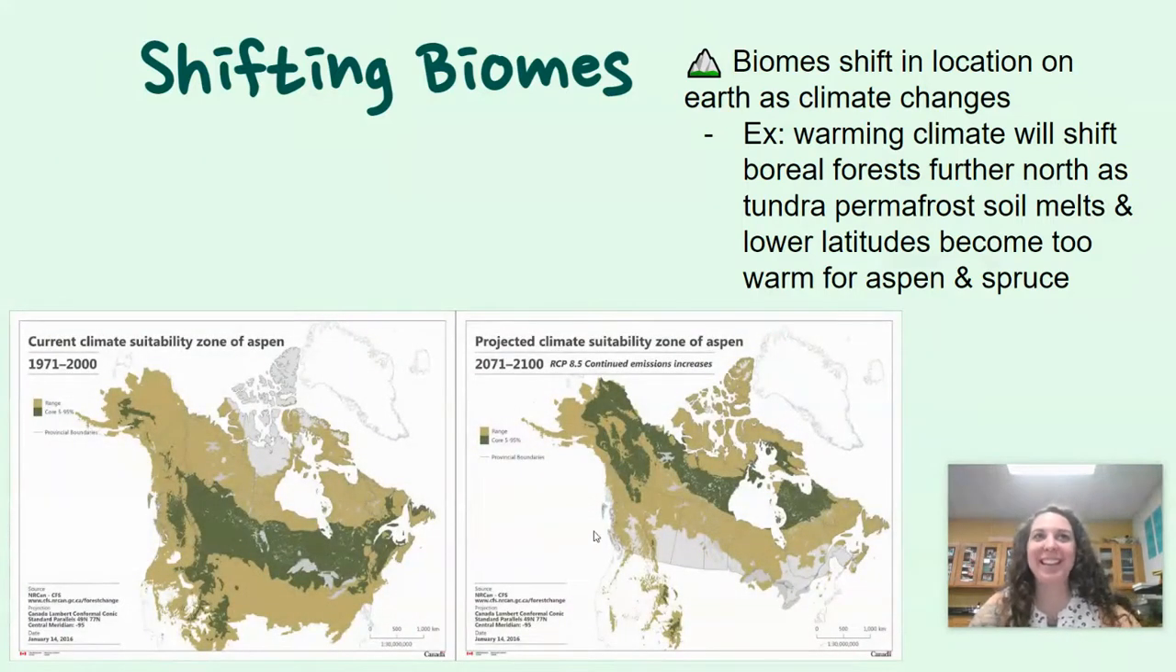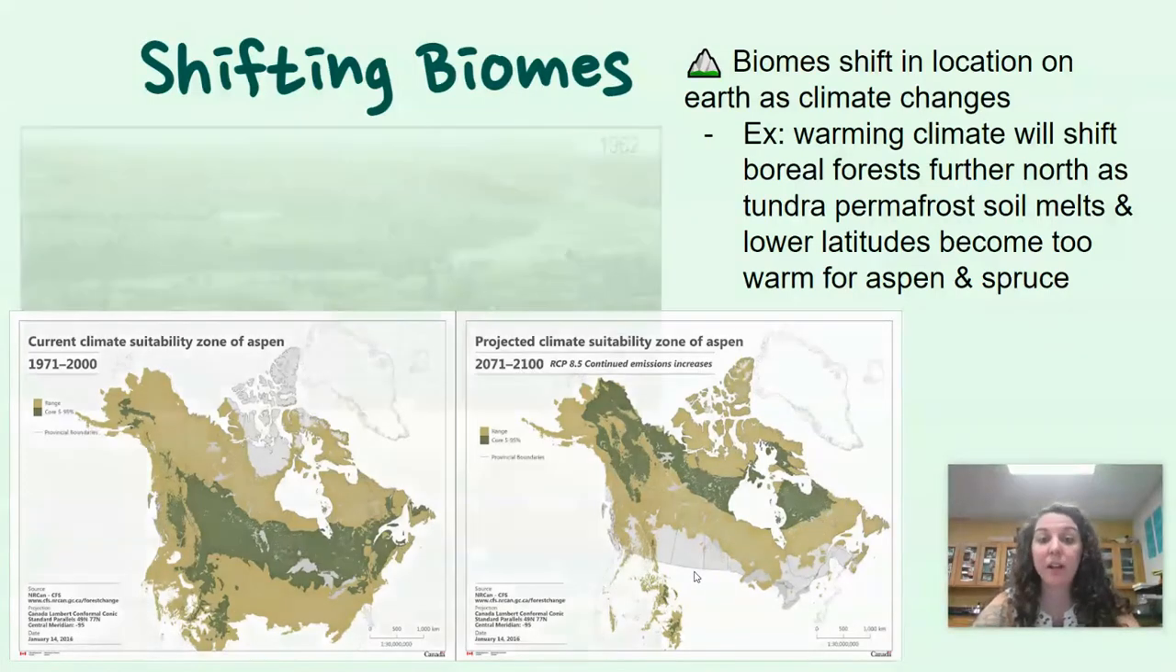So you can see here that this is our current climate suitability zone from 1971 to 2000. So you can see that forest was pretty far south. And then from there, our projected climate suitability zone, you can see it's moving much further north, 2071 to 2100, and that's going to be because of that shifting climate.